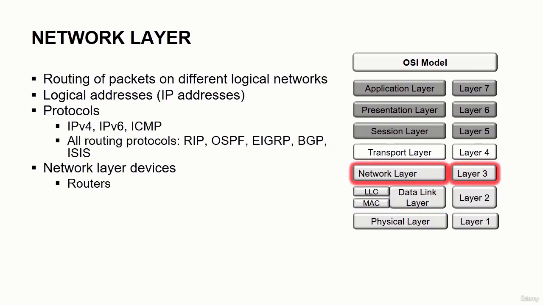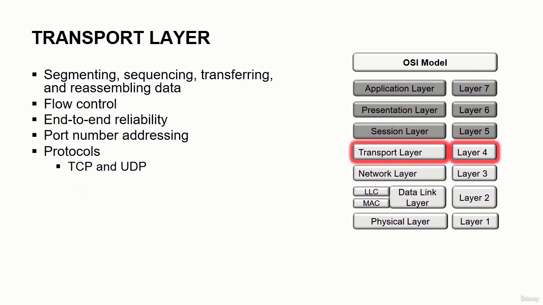Next is layer 3, the network layer, which is responsible for routing packets between logical networks. Network layer protocols include IPv4, IPv6, ICMP, which is the protocol used for pings and trace routes, and of course, all of the routing protocols such as RIP, EIGRP, OSPF, and ISIS, and of course BGP. Network layer devices are routers, which use IP addresses to forward packets to destination networks. Layer 4 is the transport layer.